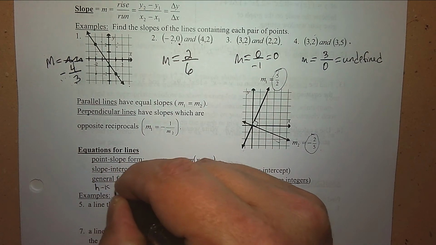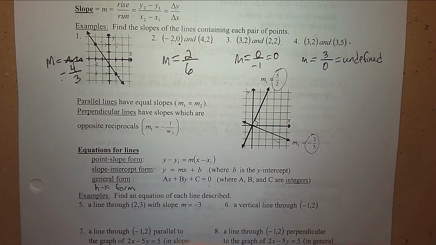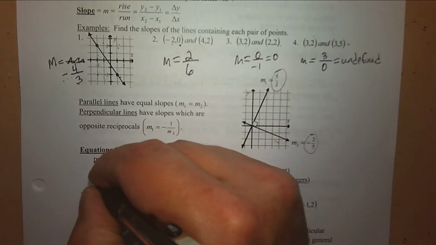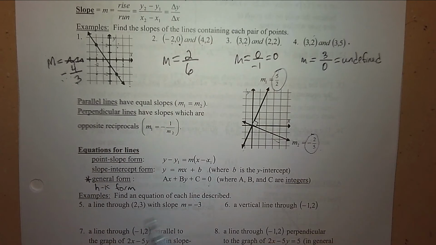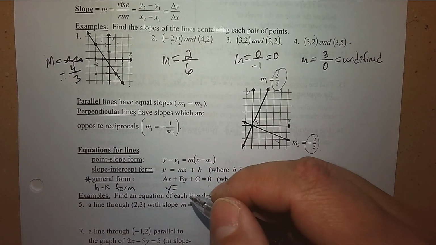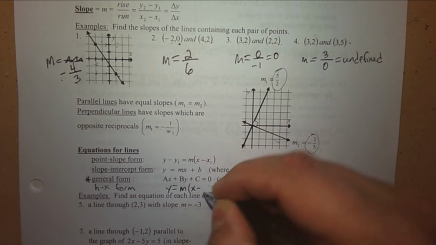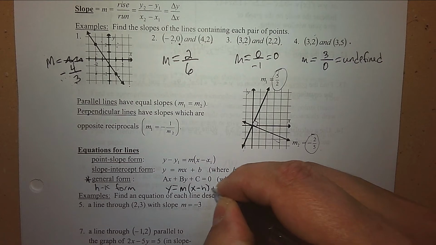HK form. Let's write that down. What is the least popular, useful one? The general form, right? So HK form would be y equals m times (x subtract h) plus k.